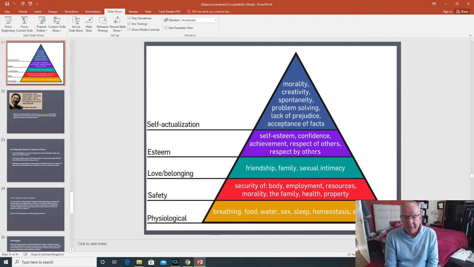And at the moment, food is very, very important. Homeostasis, balancing all of the systems in the body so that we're a healthy human being, is important. It's also got excretion, which is important if you're constipated. We can laugh about it, but it is important. Ultimately, it can kill us if we don't go, right? And then security, looking at the body, employment, resources, morality, the family, health, and property. Property is really important.